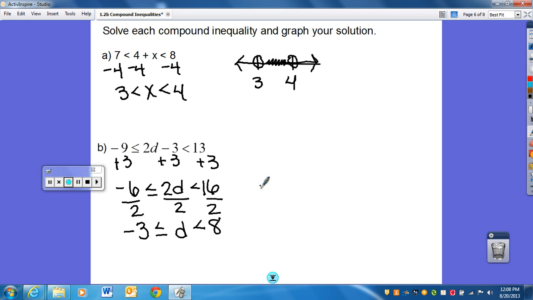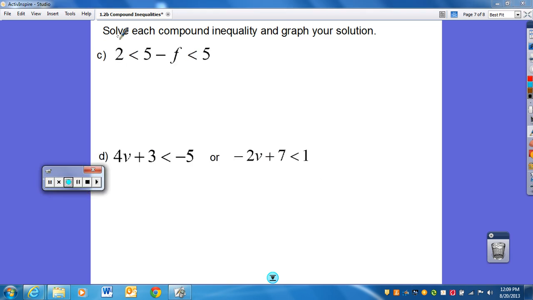Now I want to graph my solution. So I'm going to put 2 tick marks, one at negative 3 and one at 8. Negative 3 will be a closed circle since it's less than or equal to. 8 will be an open circle since it's just less than, and we will shade in between to show the range of the numbers could be anywhere between negative 3 and positive 8.